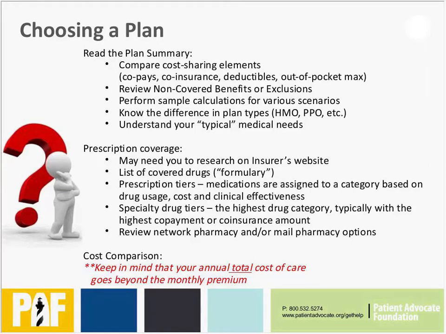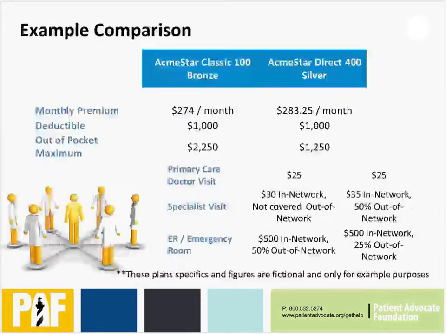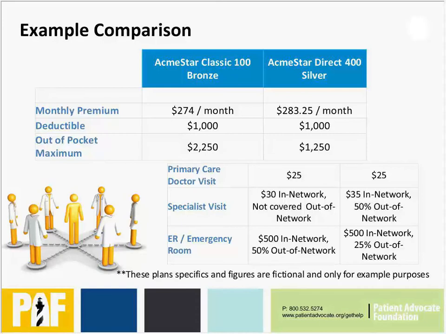Keep in mind that your annual total cost of care goes far beyond your monthly premium. We see a lot of people making decisions just on the premium. So we've done a couple of example comparisons for you just so you can see where the differences lie. So we've compared a bronze and a silver plan. These are not real. These are mock scenarios, but you can do this same kind of comparison with real data. So you can see the bronze plan has a little bit lower monthly premium, and again, we see a lot of folks gravitating towards a lower monthly premium because it fits better into their budget.